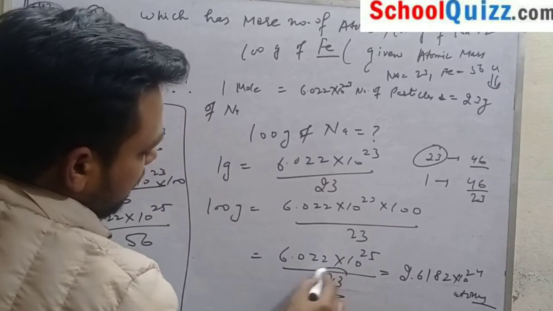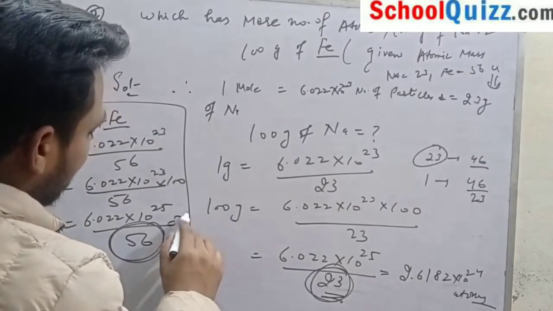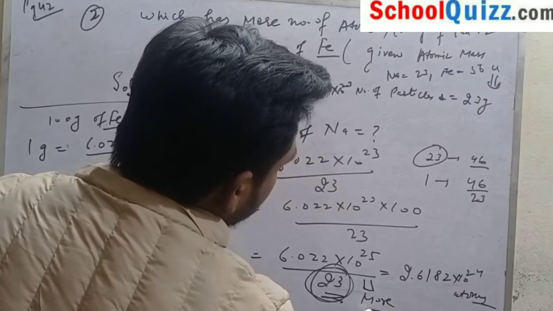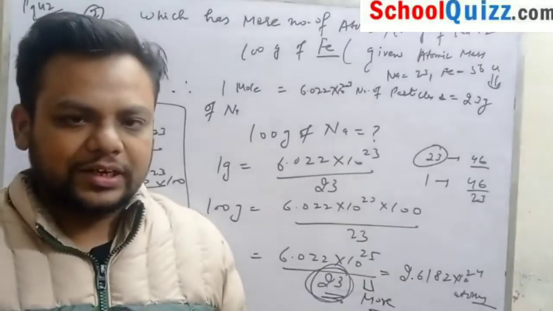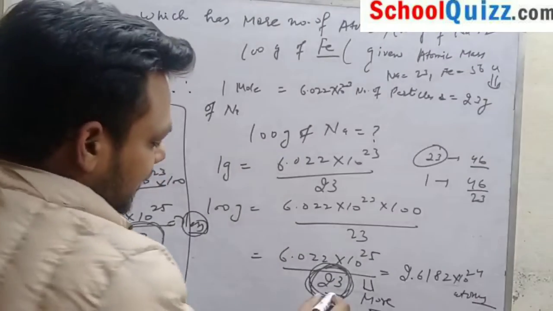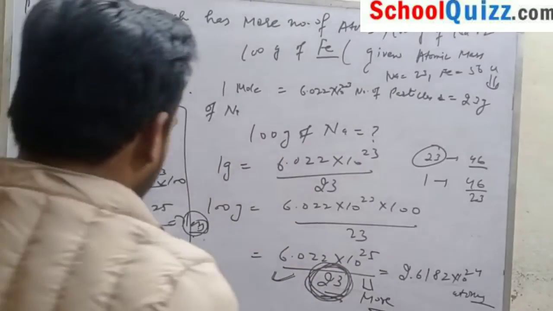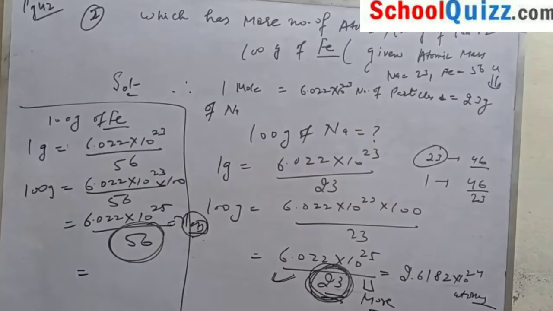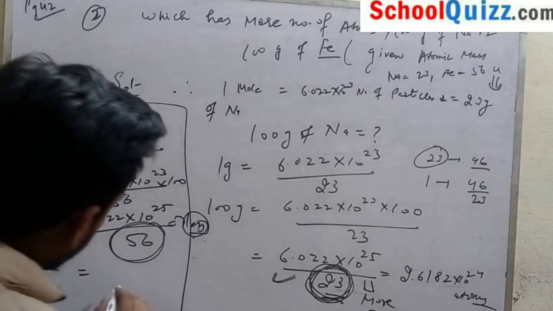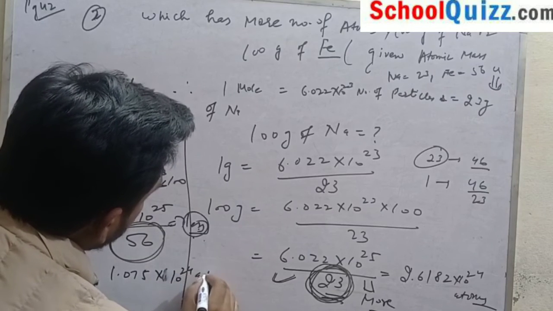We have to notice here that the denominator is 23 for sodium and 56 for iron. So its value comes out to be more for sodium and less for iron. Guys, if you have less time, you can notice that its denominator value is lesser, which means sodium will have more number of atoms. Solving it out, the value comes out to be 1.075 into 10 raised to power 24 atoms.